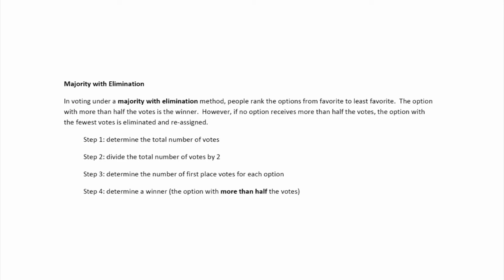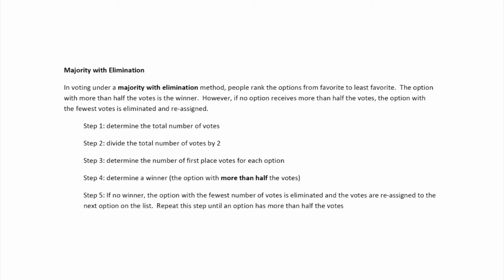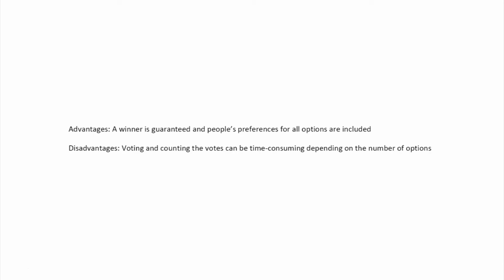You'll repeat this process. Step 5 is that if there is no winner, the option with the fewest number of votes is eliminated and the votes are reassigned to the next option on the list. This step is repeated until an option has more than half the votes. It will always result in a winner at some point. So the advantages are that a winner is guaranteed and people's preferences for all options are included. The disadvantage is voting and counting the votes can be time-consuming depending on the number of options.